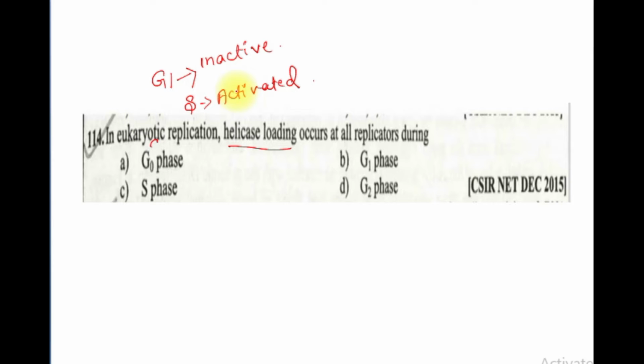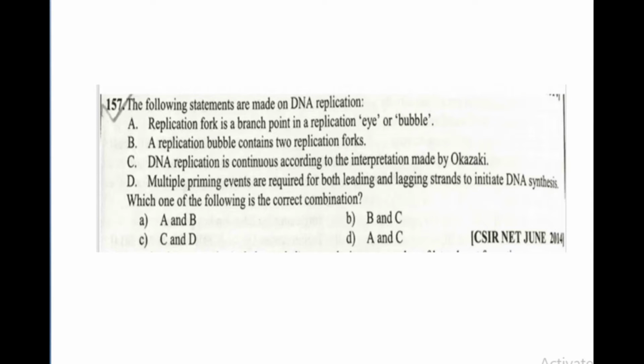So for this question, the answer is option number B, that is G1 phase. In the G1 phase, the helicases are loaded, but it is only loaded. The work is not done here. It is in the inactivated form. When it enters into the S phase, it is activated. Now, let us see the next question. This question is also about the DNA replication. Let us solve the question now.